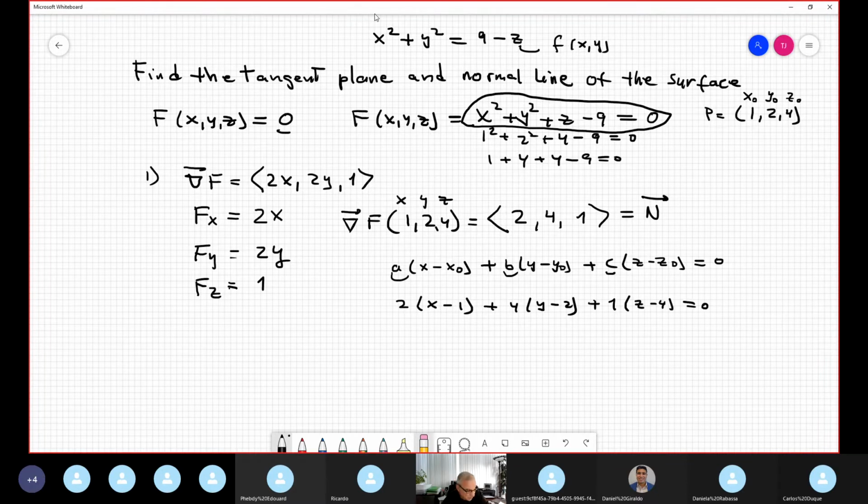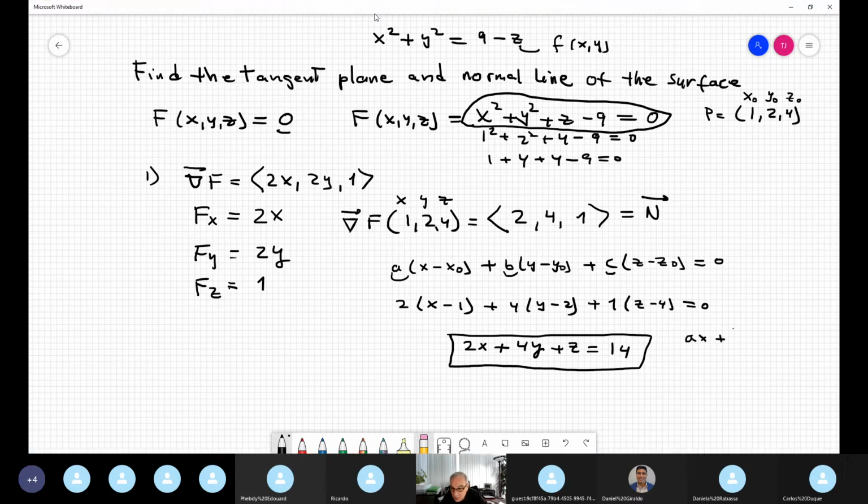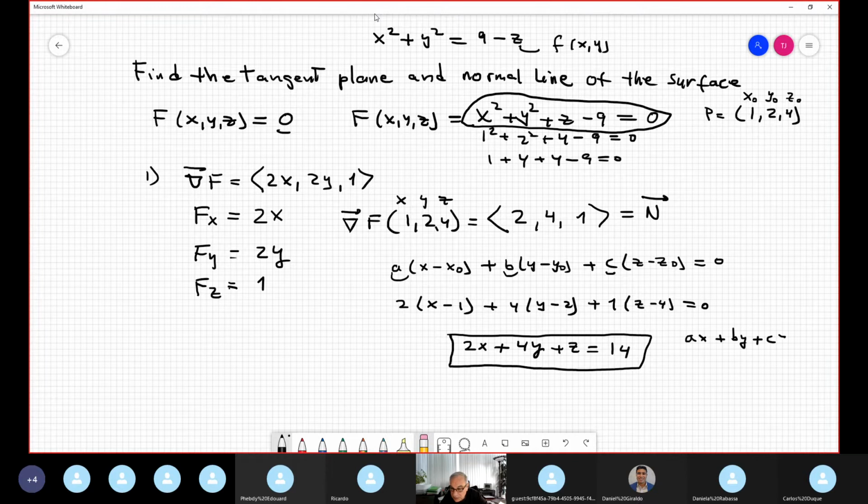And the rest is super easy. You distribute the property, combine like terms. This is elementary algebra. I skip that part. The answer is 2x plus 4y plus z equal 14. And this is the equation for the tangent plane. Expressed, you know, like we are familiar with in algebra. No? Is ax plus by plus cz equal d.